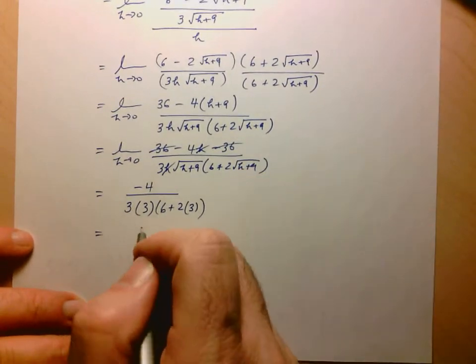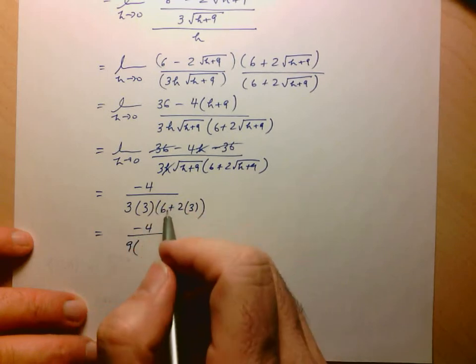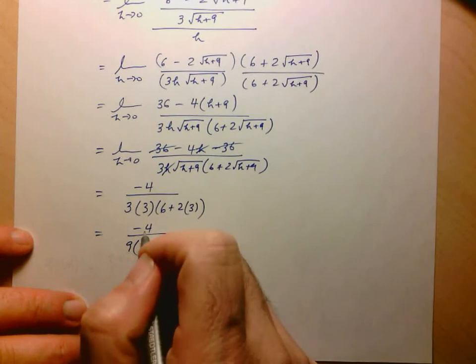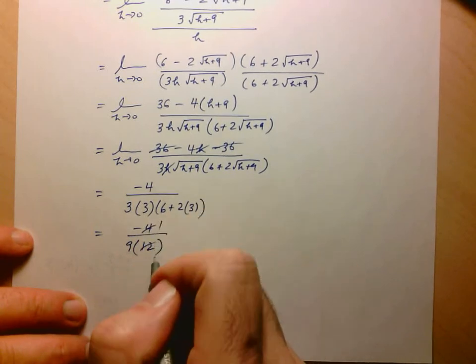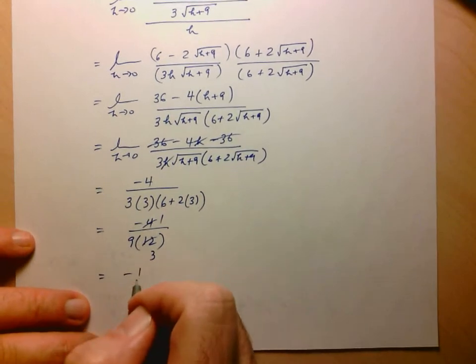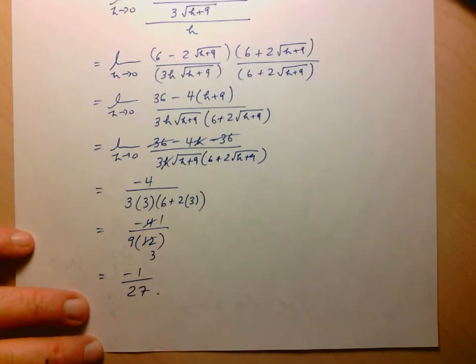So let's see if this simplifies at all. What do we have? We've got negative 4 over 9 times 6 plus 6 is 12. Here I can reduce that as 1 over 3, and it looks like at the end we're left with negative 1 over 9 times 3, which is 27. And there's our final answer.